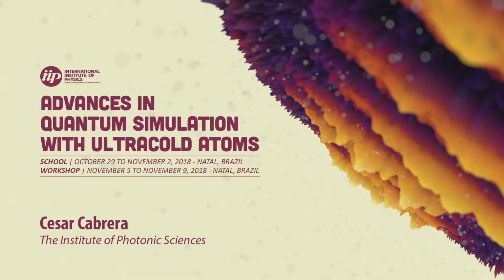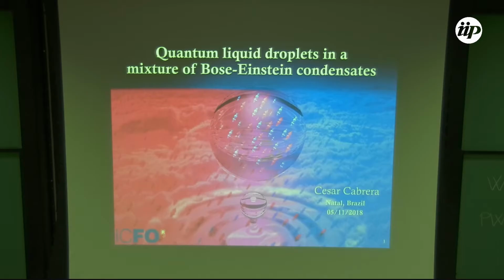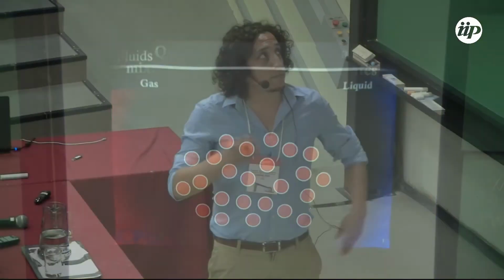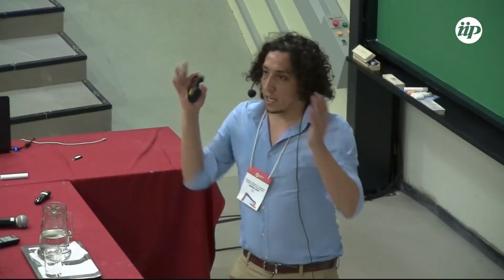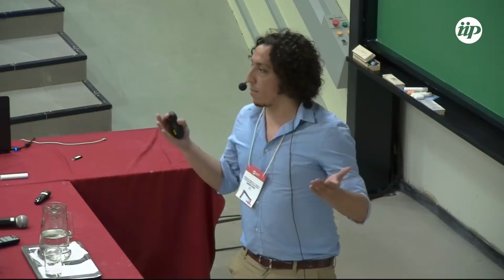So today, as I try to sketch in this artistic view, I will explain how by mixing two different Bose-Einstein condensates, we can create this exotic state of matter called quantum liquid droplet. I will explain some of the properties of these droplets and some of the current work that we are doing in our lab. Okay, so just to start with, let's put a general frame and let's first speak about fluids.